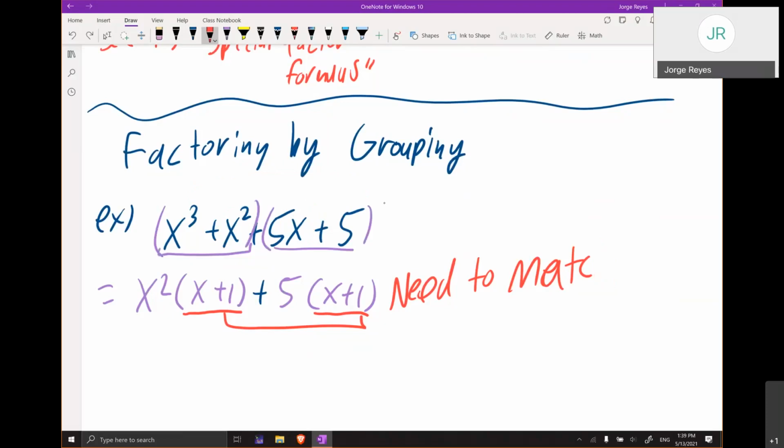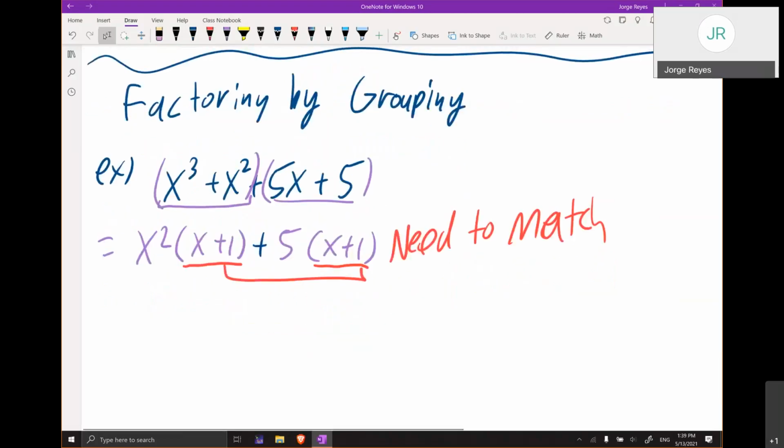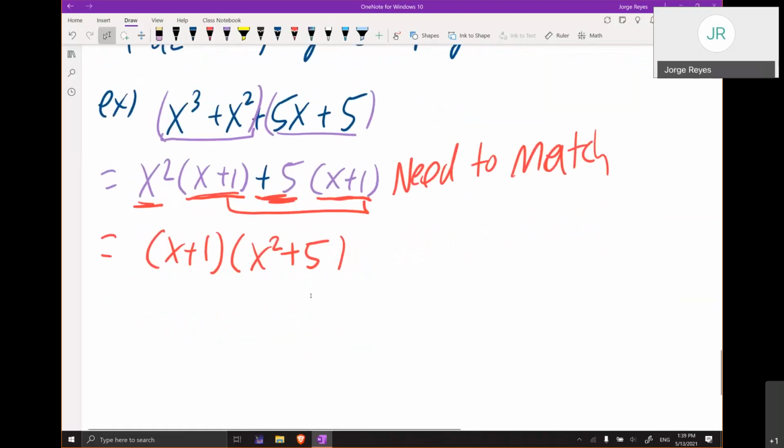But they do match. So then what you do is factor this: x plus 1, and then the other factor is the leftovers, or what you took out, so x squared plus 5. And that's factoring by grouping. So let's do another example.